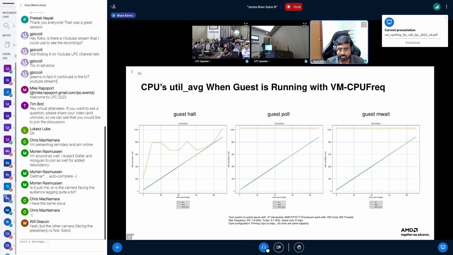Ultimately, if I plot this utilization graph for this case with VM-CPUFreq also, we see the guest poll and mwait are still showing 100% utilization. And in the halt case, I'm actually seeing higher utilization compared to the normal case, because if you see the VM-CPUFreq patches, they give an additional boost to the guest thread. That's why this is happening.